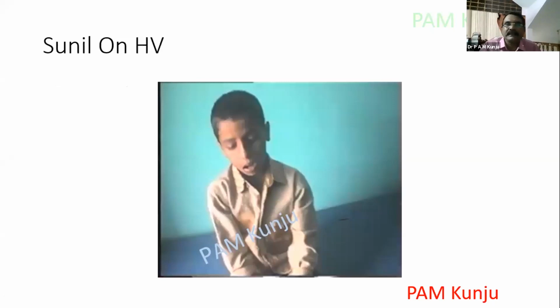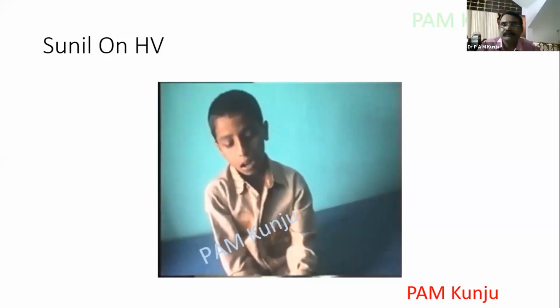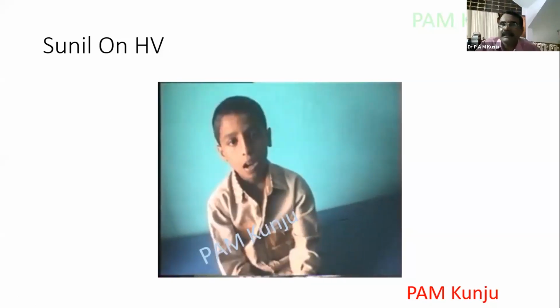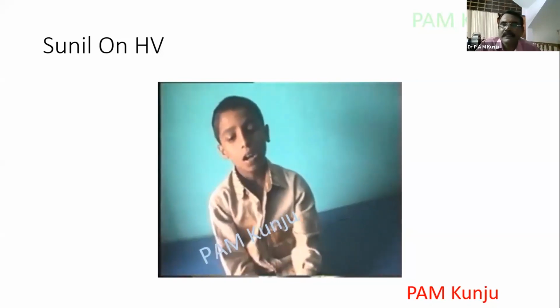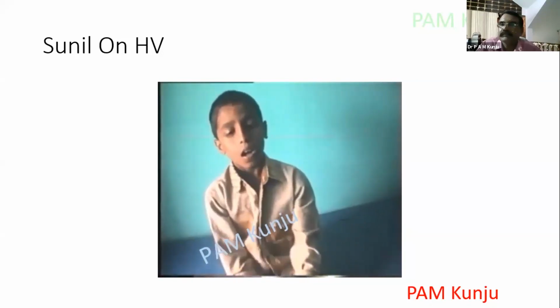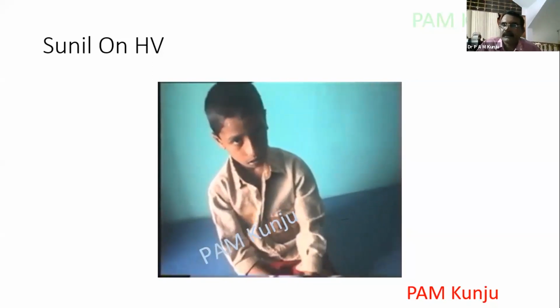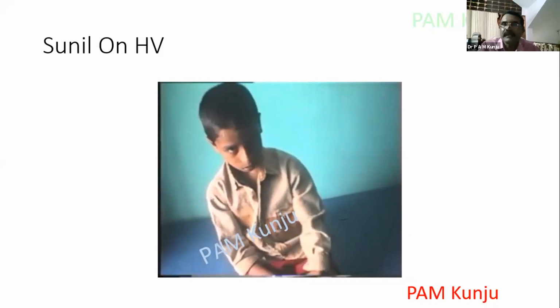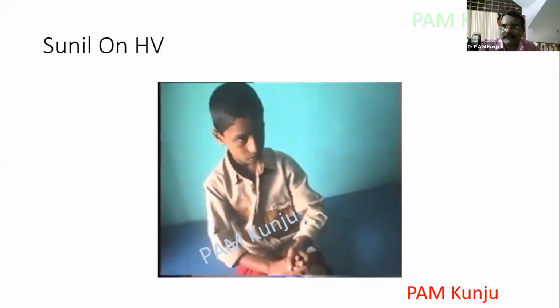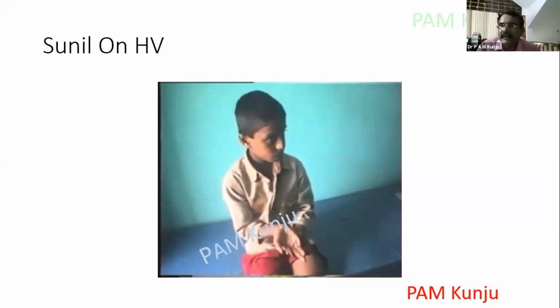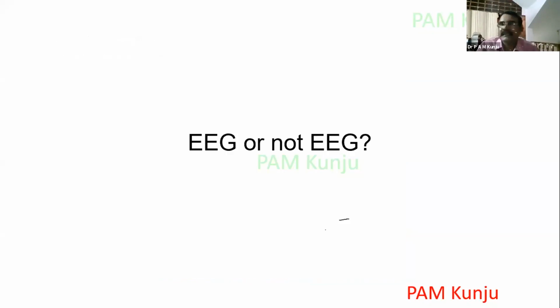And see this video, because I have asked the child to do hyperventilation, and see what has happened after the hyperventilation. So he is hyperventilating, and just see what is happening there. Okay, so hyperventilation has brought on a seizure, and this is an absence seizure, but with some automatisms also. So will you do an EEG this time? Definitely, isn't it?